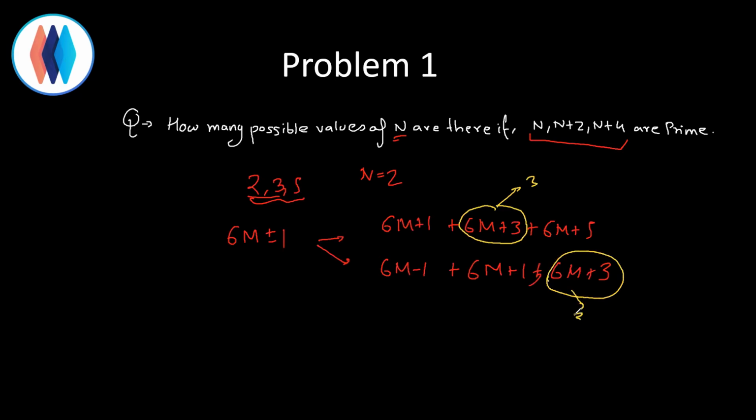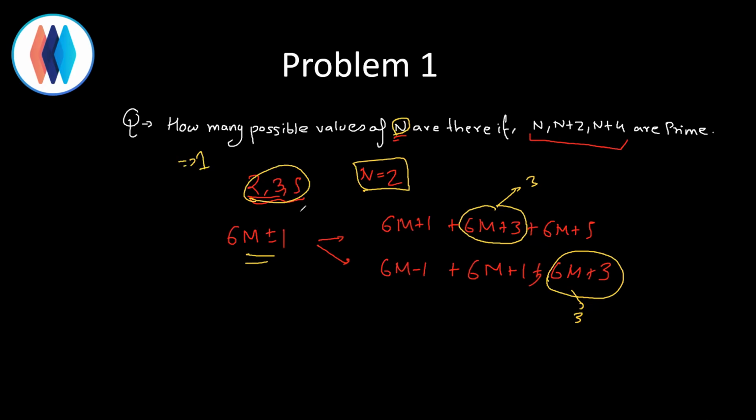So regardless of what value m takes, we will not have these three as prime, except when this rule doesn't follow, that is, if my prime number is this set. So the number of possible values of n is 1. Other than n equals 2, these three numbers will never be prime. So the solution is 1. There's only one value of n for which these three will be prime.